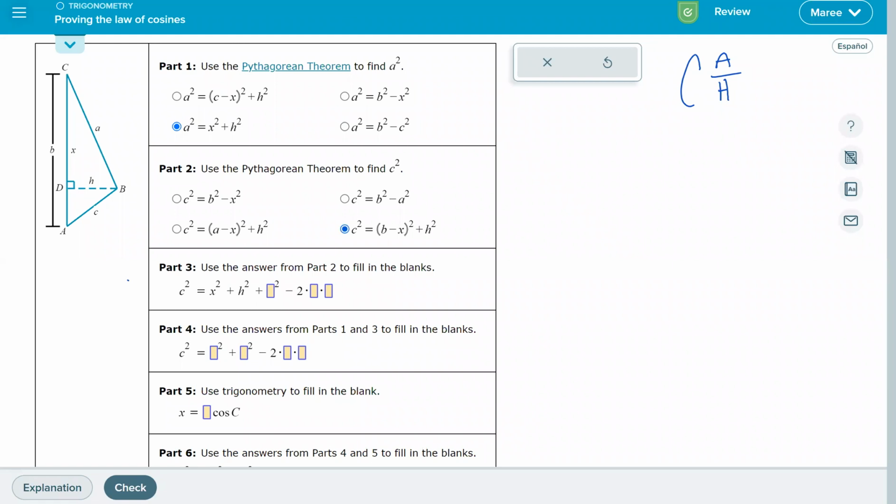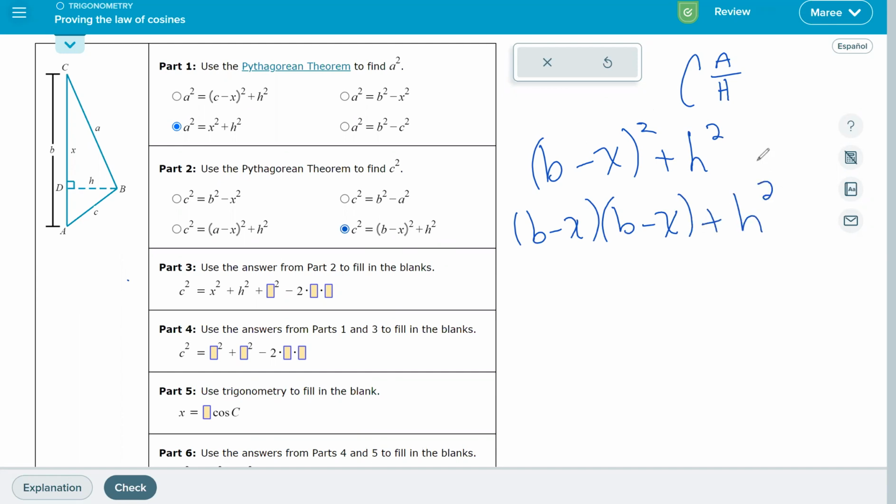Now we want to do a little bit of math to answer part 3. We want to use this answer from part 2 to fill in the blanks. So we want to know what is b minus x squared plus h squared. When you square a binomial like this, it's the same as if we were to write it twice. That's the definition of the exponent 2. So we do our multiplication. We have b squared minus 2bx plus x squared, plus we have that h squared.